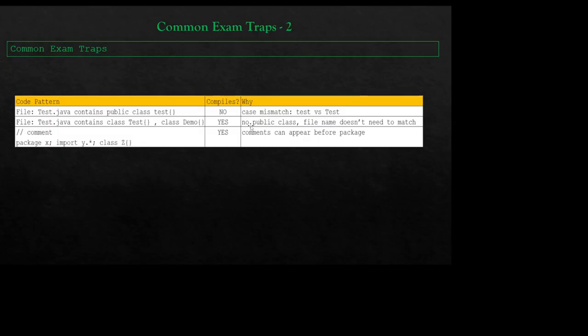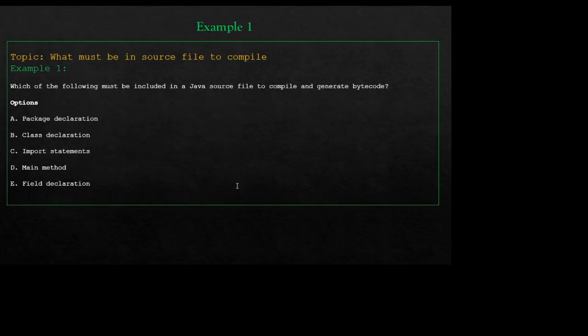So what must be in a source file to compile? This is our first question, right? Which of the following must be included in a Java source file to compile and generate bytecode? It's a question of must. What has to be there? Package declaration, class declaration, import statement, main method, field declaration, right?